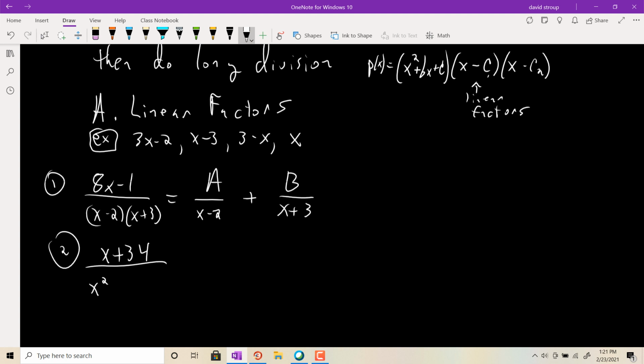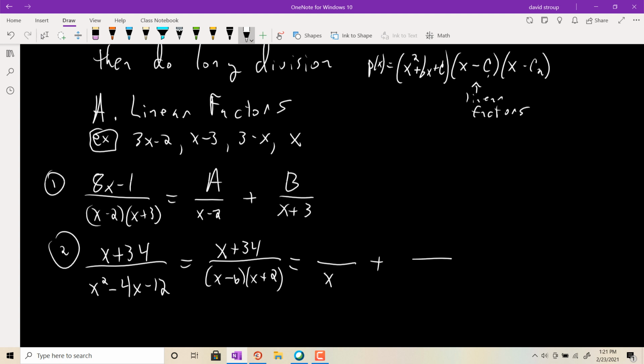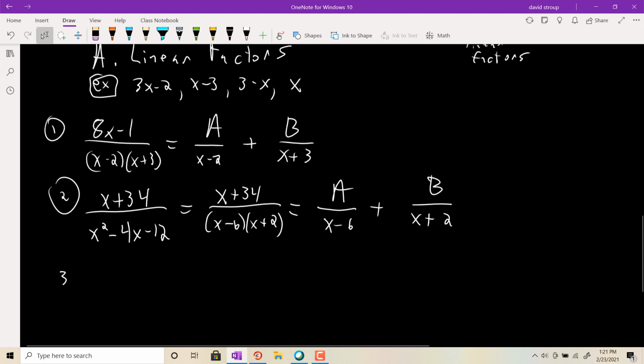Let's look at another: x plus 34 over x squared minus 4x minus 12. Okay, this denominator is right now a quadratic, but we can reduce it into linear factors. So I'll have x plus 34 all over x minus 6 and then x plus 2. Again, we have two factors, so we need two fractions, and we'll have x minus 6 and x plus 2. Put A in the first one, B in the second one. If you had three factors, then you would have a third fraction.